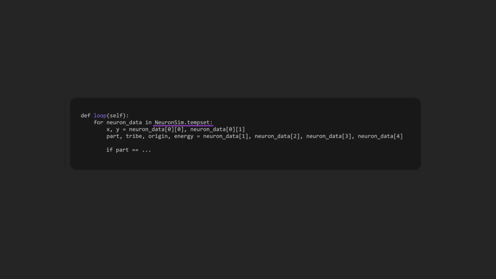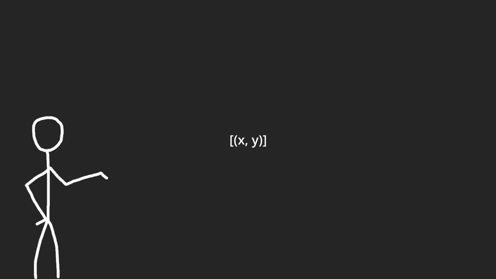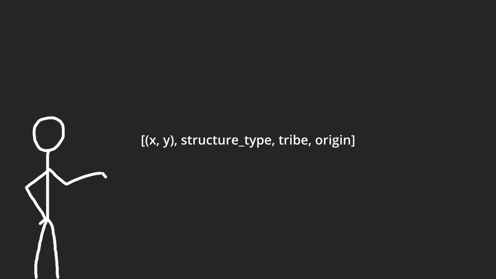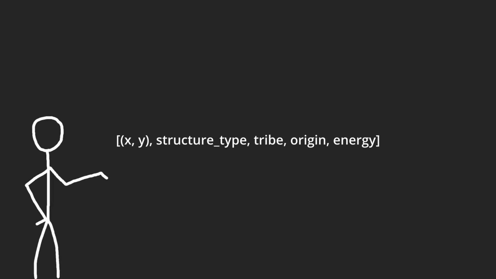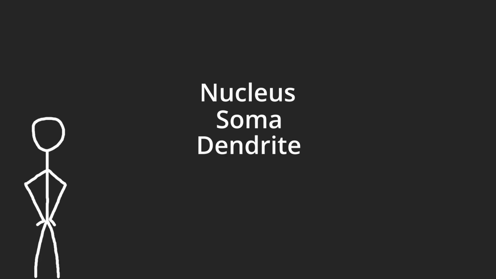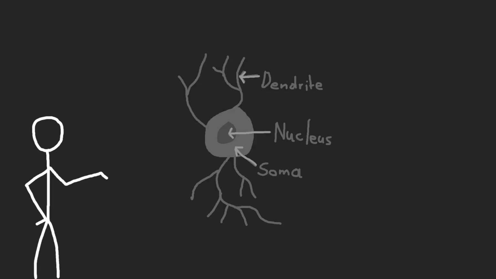It will contain all the cell data needed to simulate our network. Its components are the coordinates, the structure part, the tribe, which is later important for the nerve connections, origin for whole neuron separations, and finally the energy level so the nerve connections have a maximum length. To return to the iterator that iterates through the tempset, we check what type of structure part the cell is. We differentiate between the nucleus, the soma, and the dendrite, which is the nerve connection. The nucleus is basically the core of the neuron, and the soma is just the cell body.